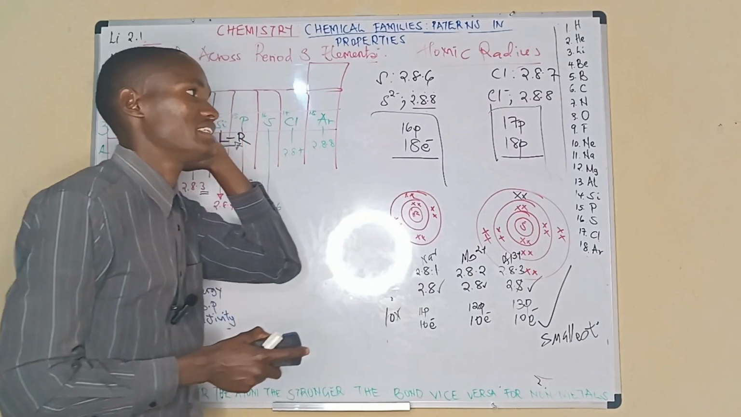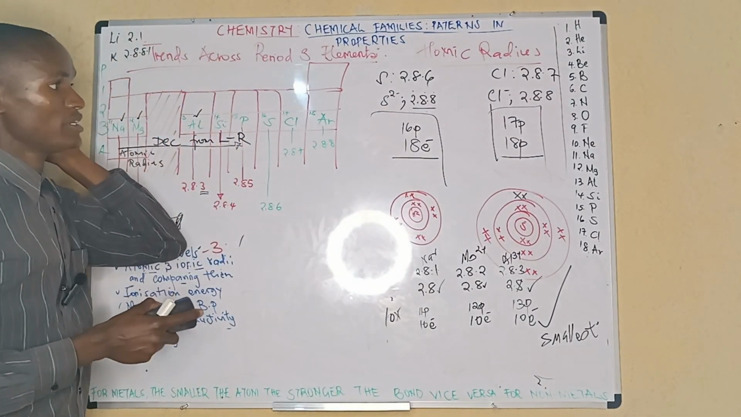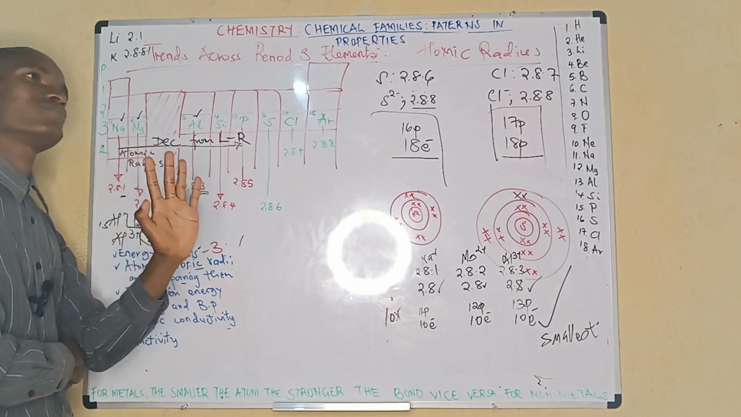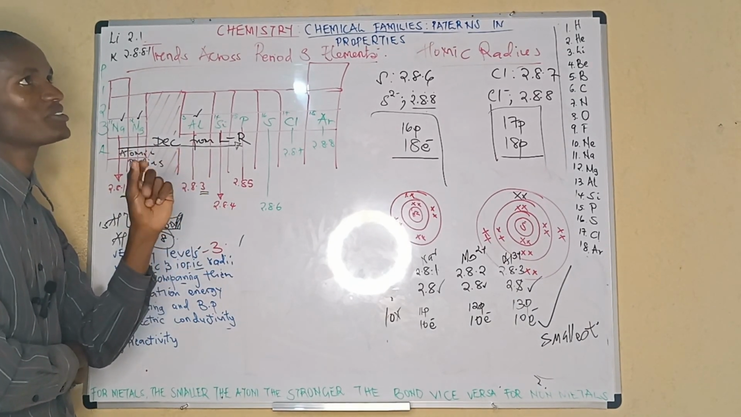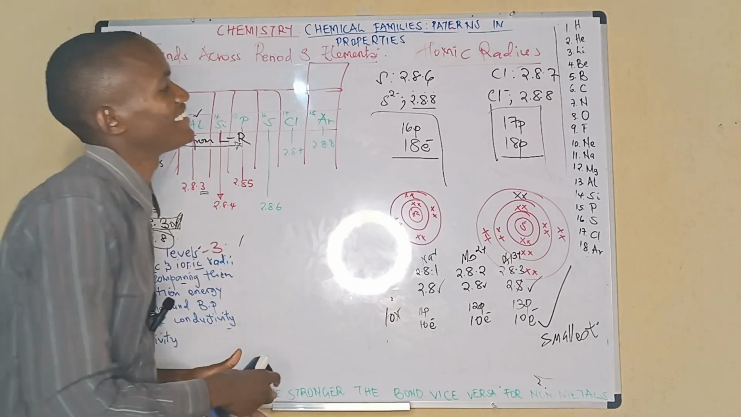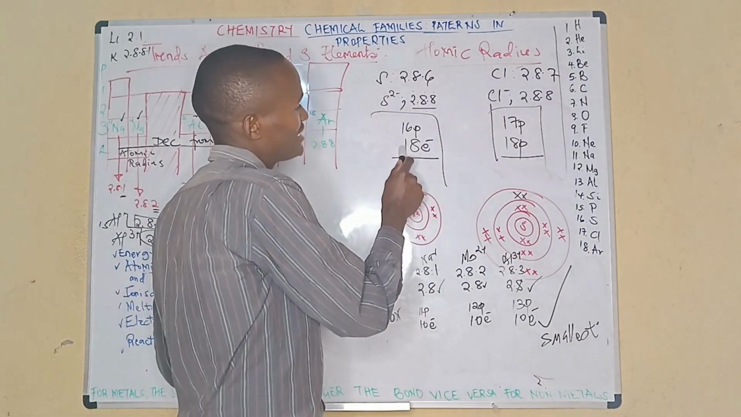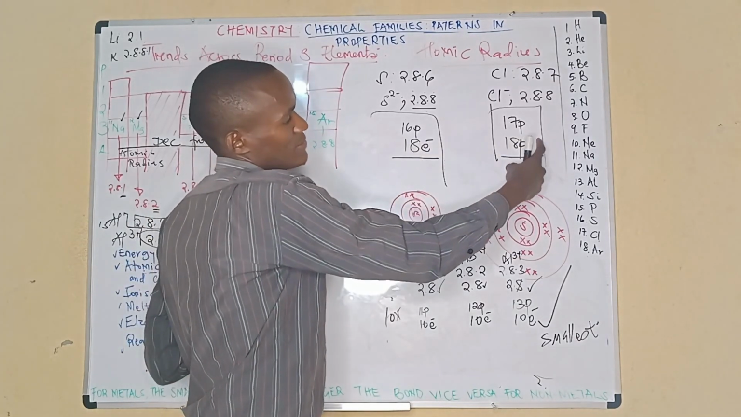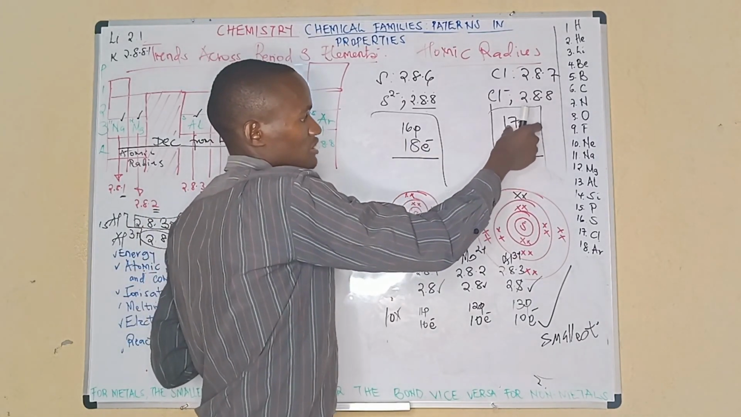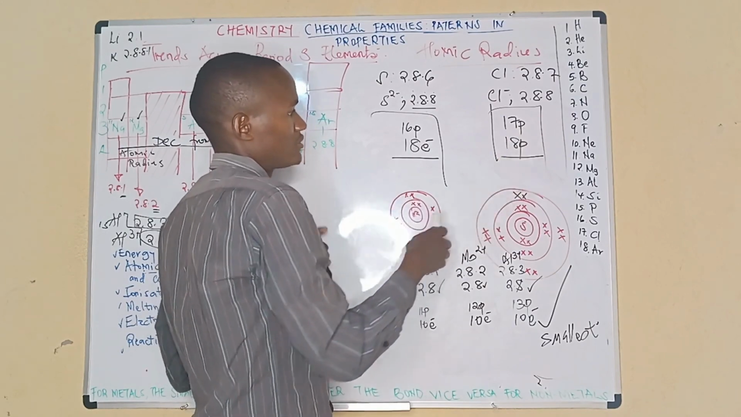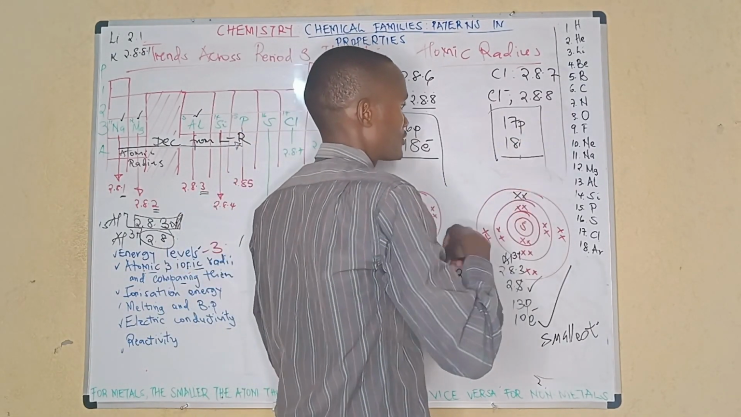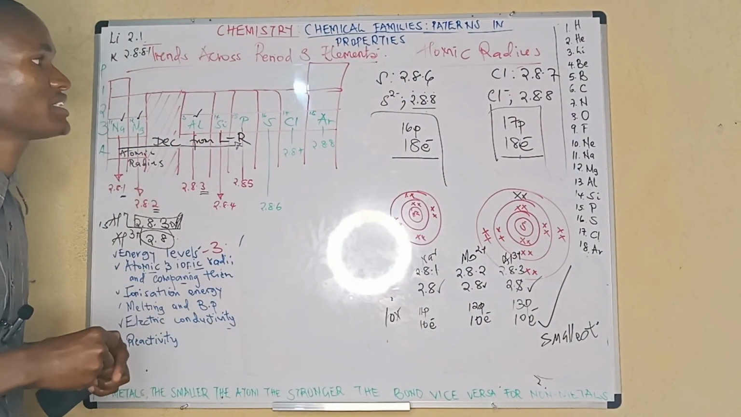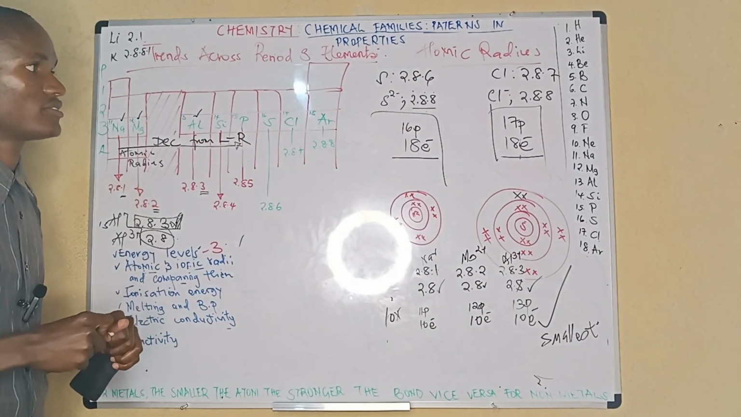When I say the same number of energy levels, I mean the number of protons takes the lead, irrespective of the number of electrons. The number of protons will be leading. It can be 16 and 18. In fact, this one seems to be weak. But what about this? 17 protons and 18 electrons.